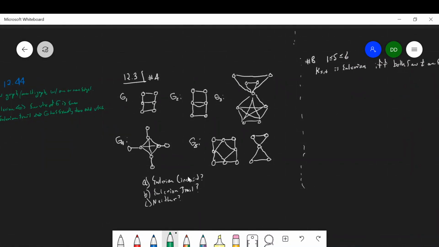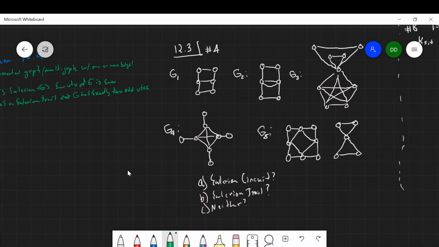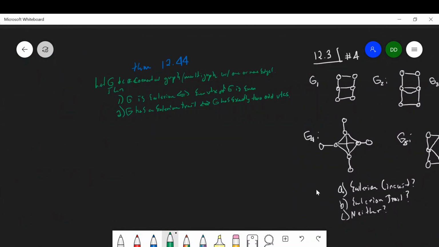All right, so 12.3. Here we're given 5 different graphs, and we're just asked to figure out, is there an Eulerian circuit? Is there an Eulerian trail? Is there neither an Eulerian circuit nor an Eulerian trail? And so I've written down the relevant theorem over here, theorem 12.44 from the text.